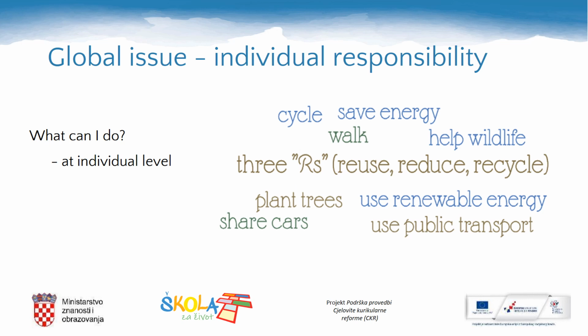There are different solutions to environmental problems. The famous 3 R's. We can, for example, reuse plastic bags, reduce the use of plastic packaging, and recycle batteries. We can also save energy. Switching off the light when leaving the room is an easy thing to do.